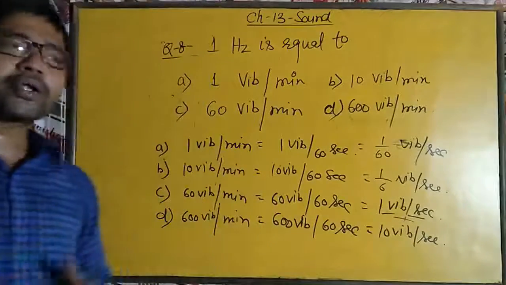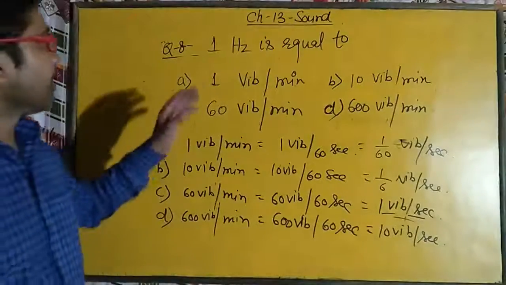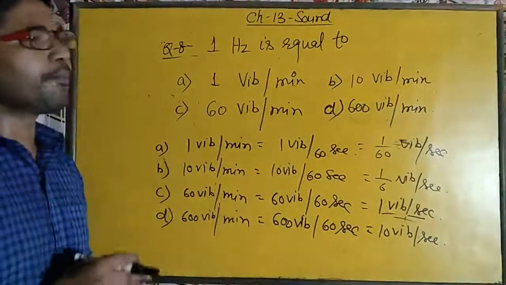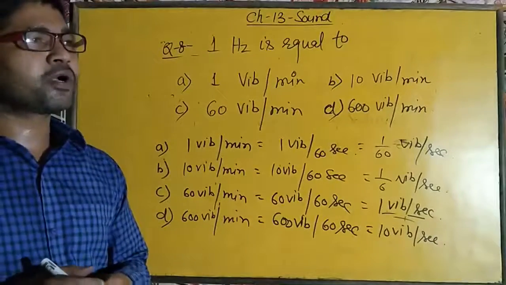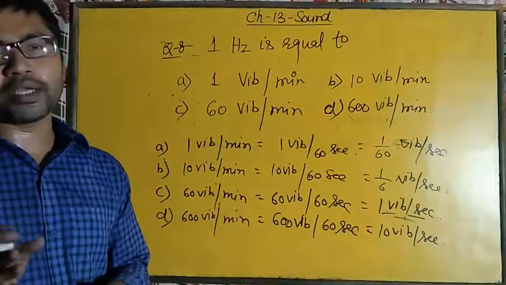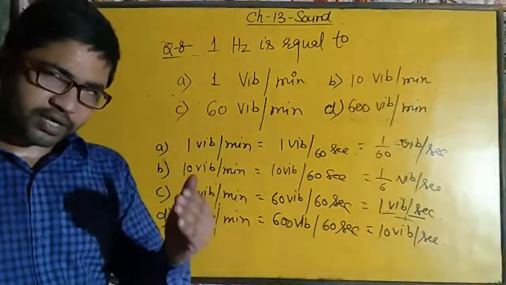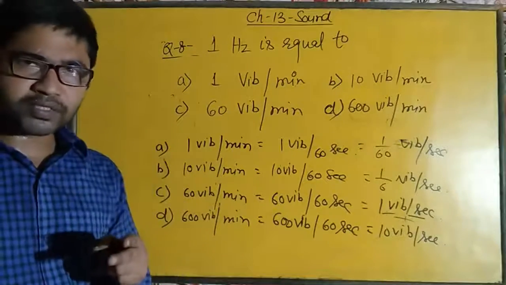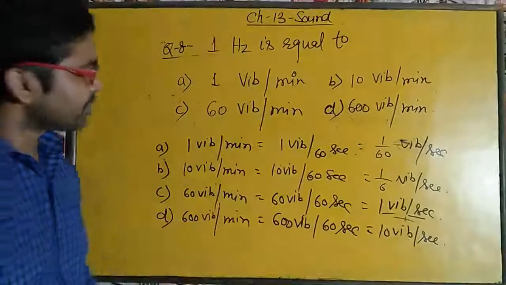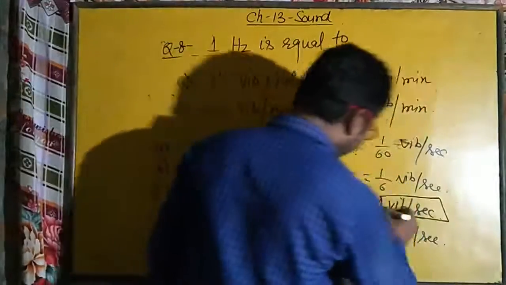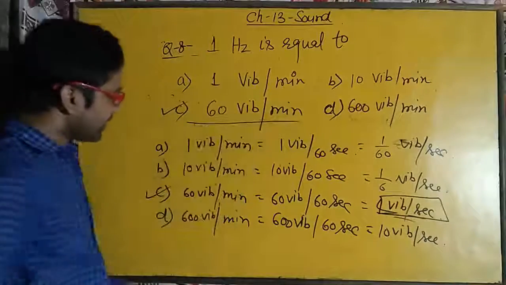second. Now according to the definition of the hertz, or you can say according to the definition of the frequency, the number of vibrations per second is known as a frequency. If 20 vibrations per second, it means 20 hertz, 10 vibrations per second means 10 hertz, 5 vibrations per second means 5 hertz, 2 vibrations per second means 2 hertz, so 1 vibration per second means 1 hertz. It means the correct answer is option number C. So option number C is the correct answer, and the explanation is given here.